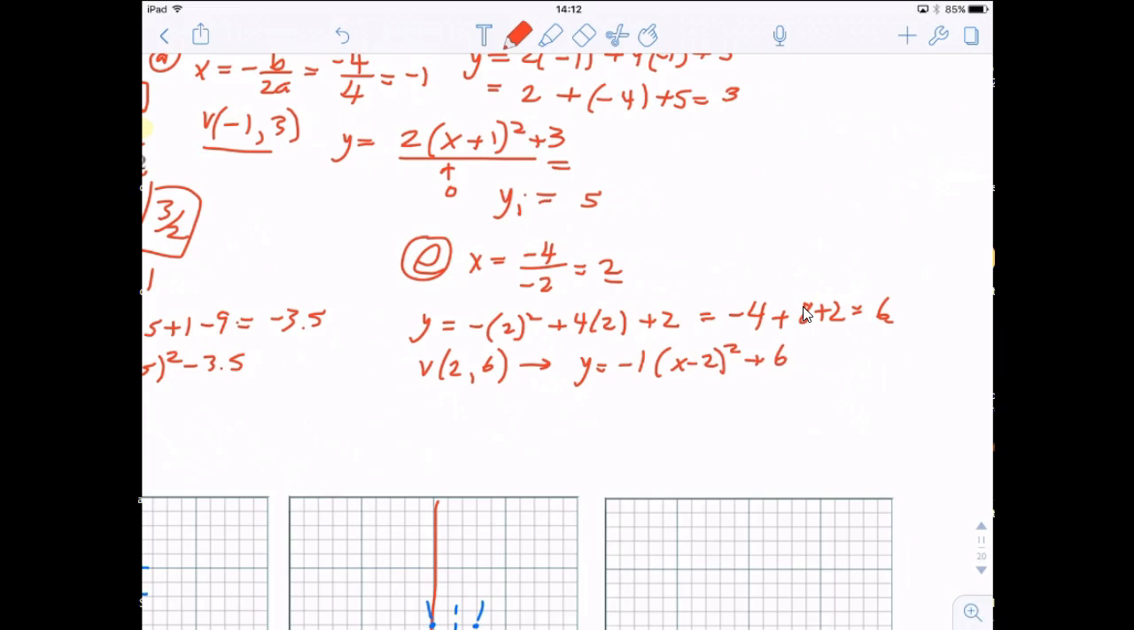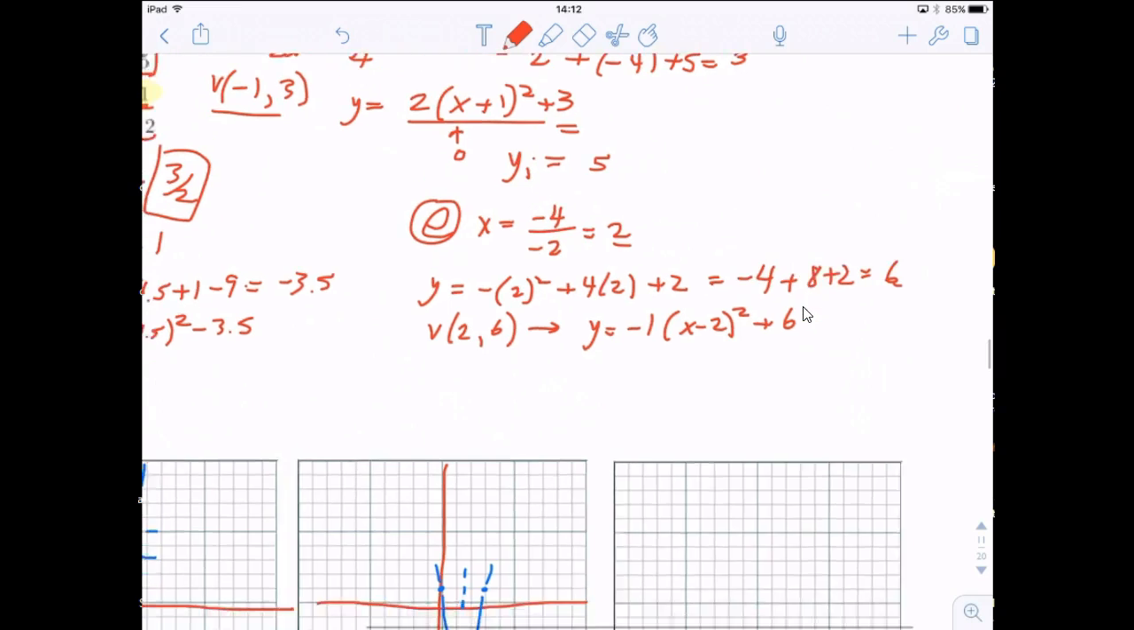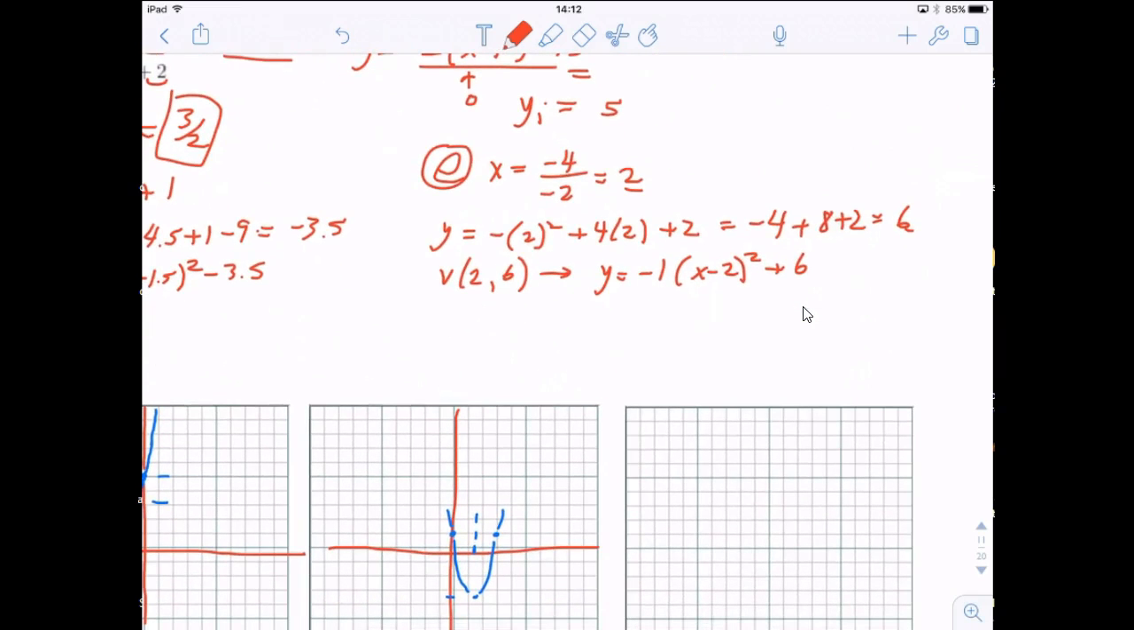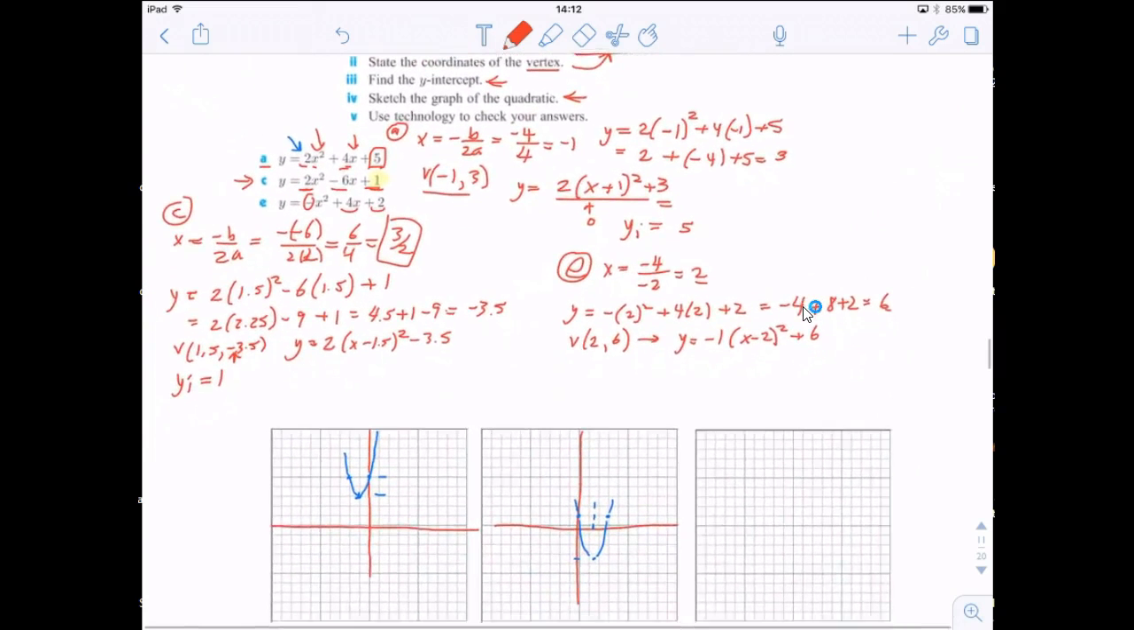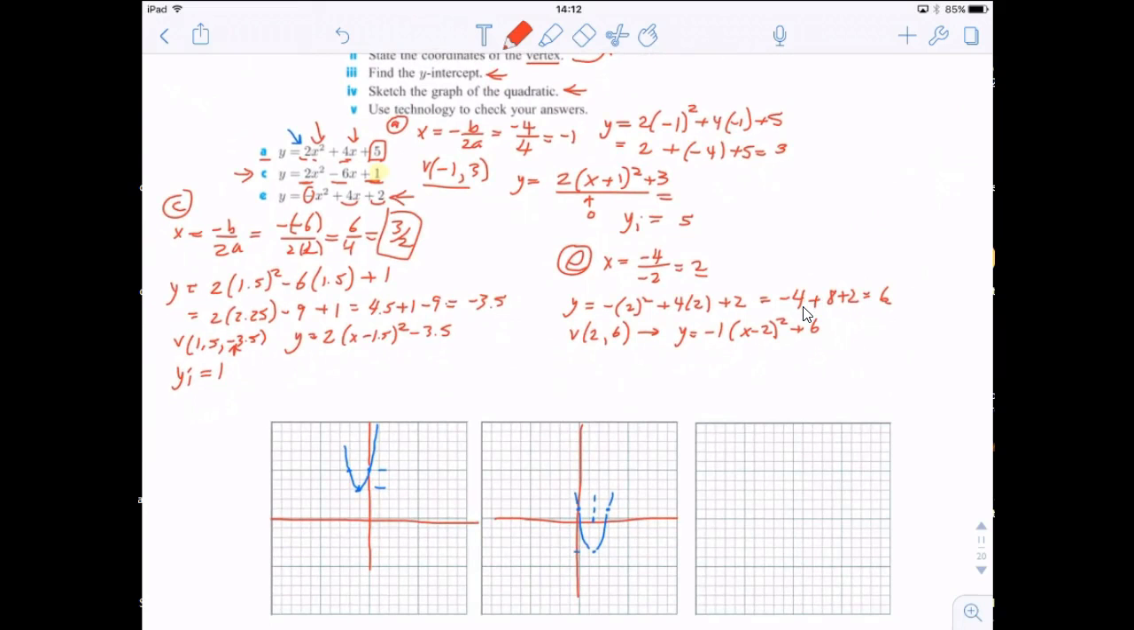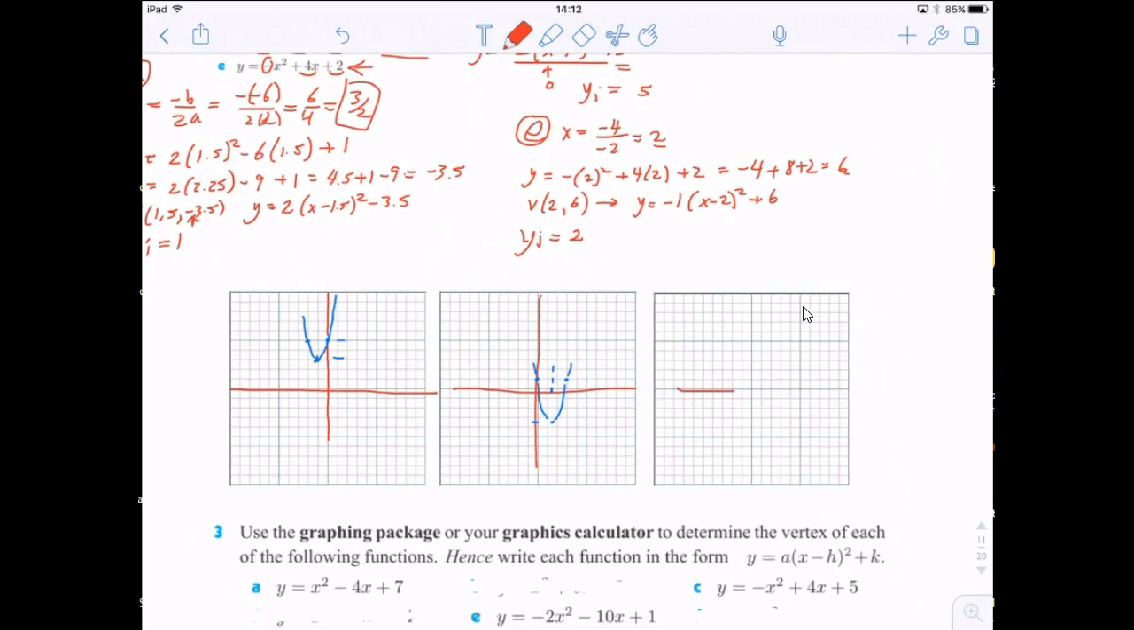So now we have the vertex form, and now we can find the y-intercept simply by looking at the original standard form equation and seeing that the c value is 2. So the y-intercept is equal to 2. So now let's draw that.